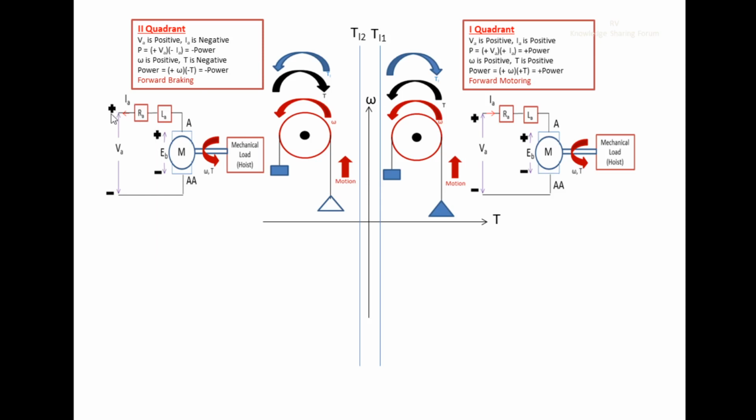When torque becomes negative, it is called braking torque. This braking torque is used to oppose the motion. Whenever your torque is positive, that is used to support the motion. Whenever your torque is negative, that torque is called braking torque. I repeat once again. Whenever your torque is positive, that torque is called motoring torque. That torque is used to support the motion, or which will provide the motion. Whenever your torque is negative, that negative torque is called braking torque.